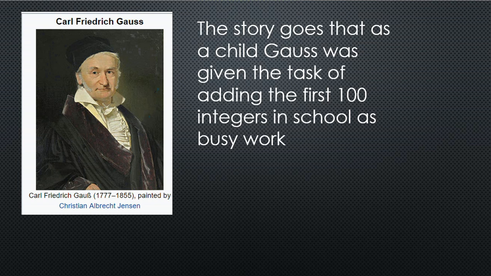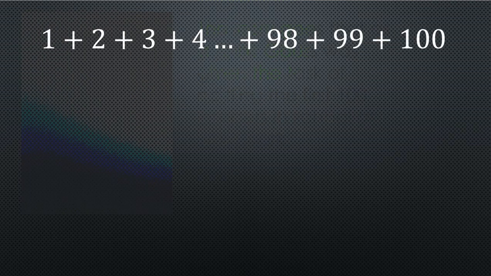We have a mathematician who lived in the 1700s and 1800s, Carl Gauss. The story goes, as a child, he was given the task of adding the first 100 integers in school as busy work. I'm sure the teacher thought it would take him a few minutes to get through that, considering he was an elementary student. He came to a very clever solution, and we're going to start our discussion of arithmetic series using his example. And we'll actually call it Gauss's formula once we define it. So here was his task.